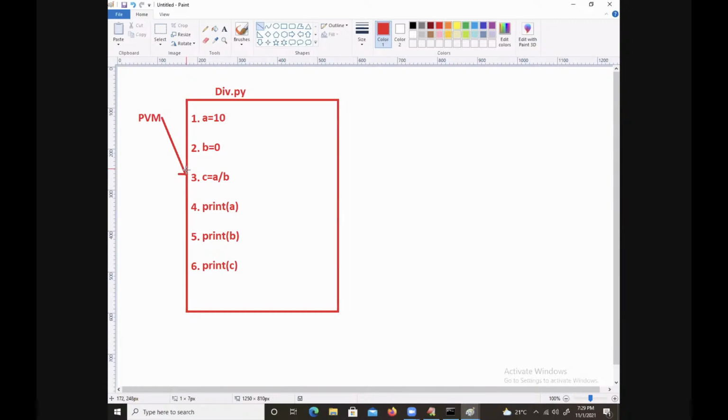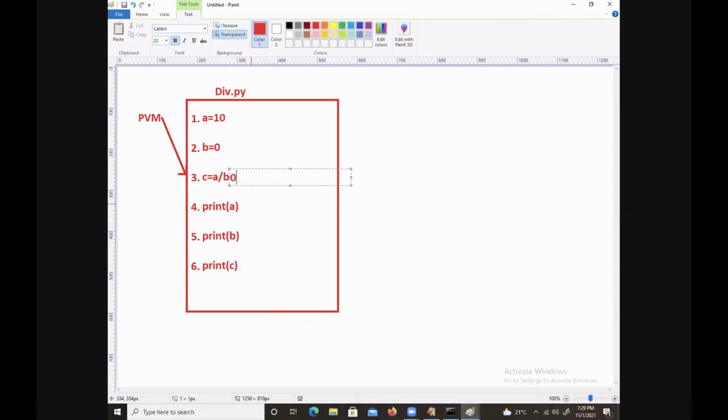When the exception is occurring in statement number 3, C is equal to A by B, that is C is equal to 10 by 0. Strictly speaking, PVM cannot process 10 by 0. Mathematically, it is called infinity. So this is called invalid input.